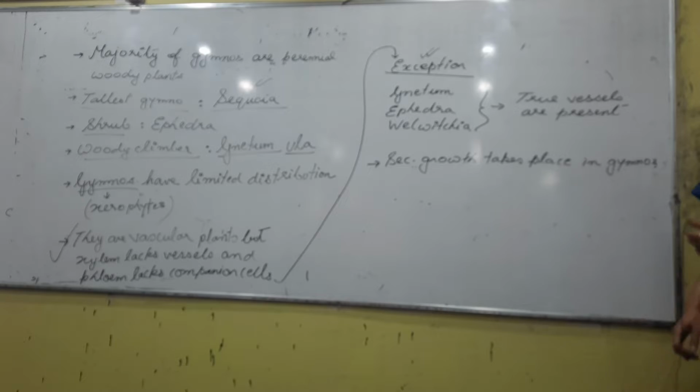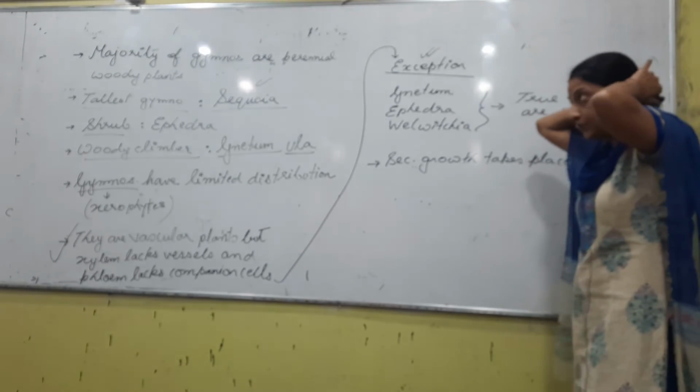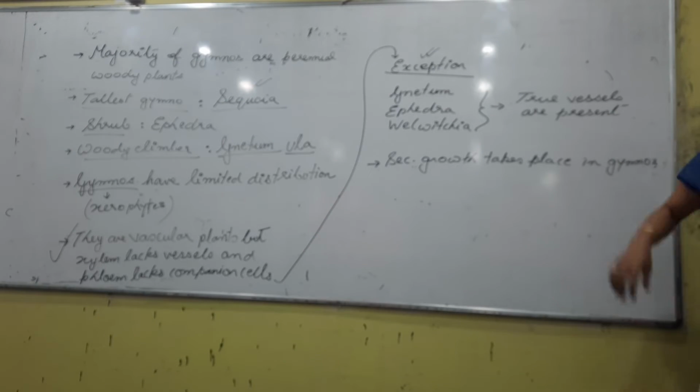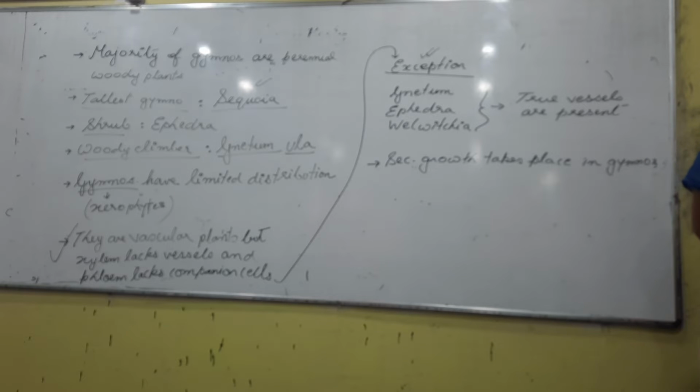So majority of them are woody plants, but we have certain exceptions, like we have a climber, we have a shrub also, right? Tallest gymnosperm is a question, it's also called the father of the forest. Next, gymnosperms have limited distribution. We have already talked about it. Limited distribution means they are confined to colder regions only, right? So they are found in cold places.